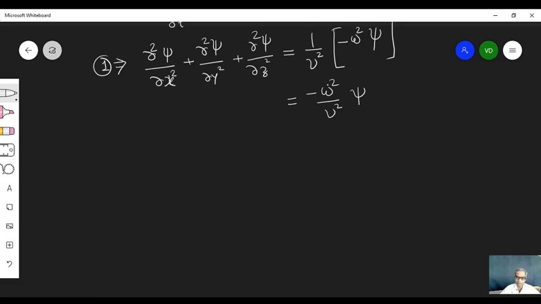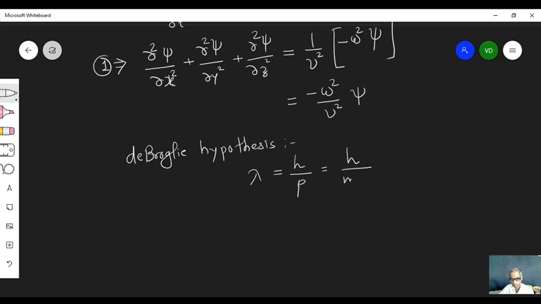So we can replace this by measurable quantities, and then we can rearrange the terms so that we get the Schrodinger's wave equation. Now how to rearrange the terms or how to solve this? Here we will use the de Broglie hypothesis. What does de Broglie say? The de Broglie hypothesis says lambda, which is the wavelength of this wave, is nothing but h upon p, that is equal to h upon mv.